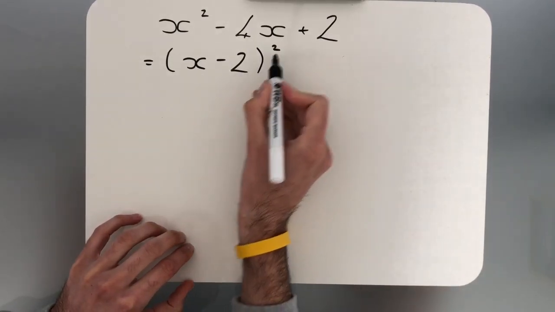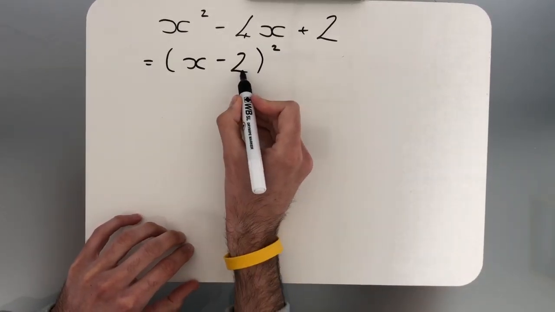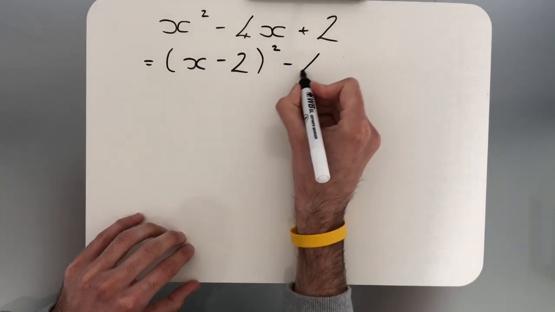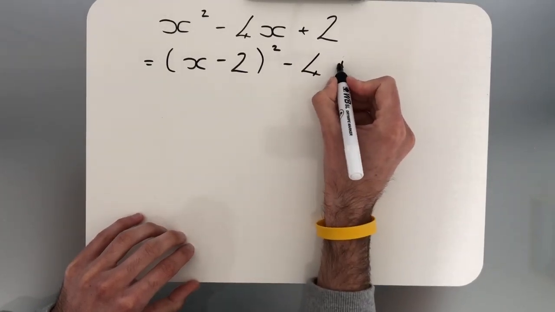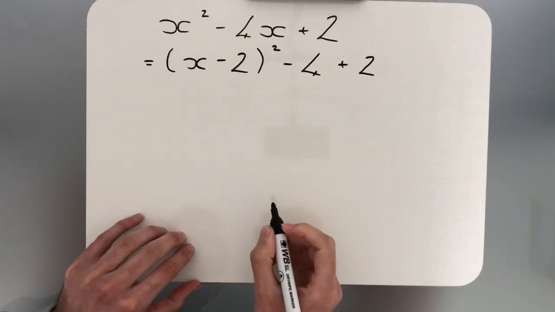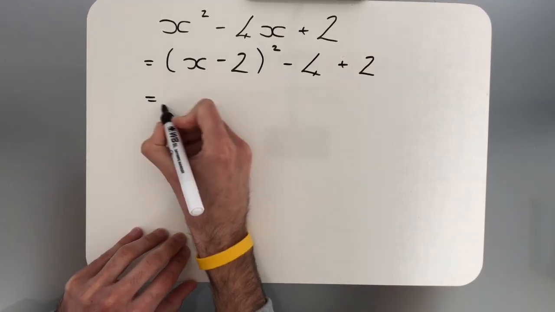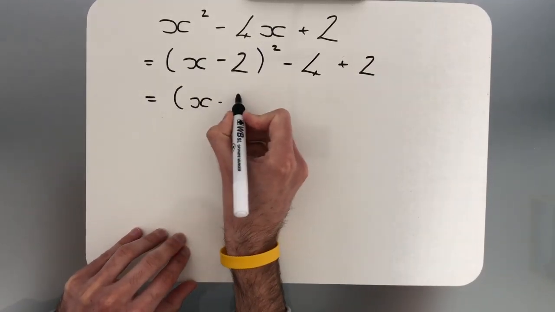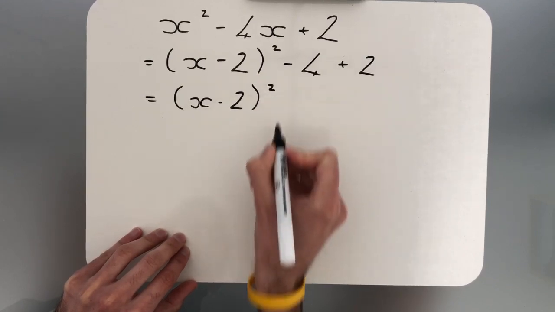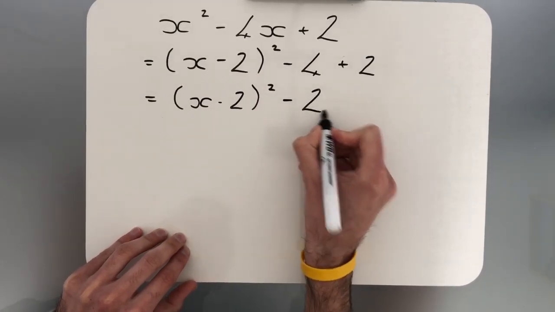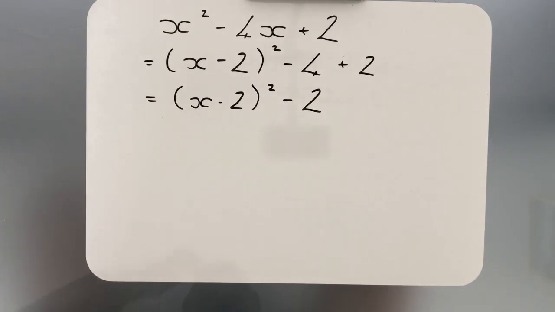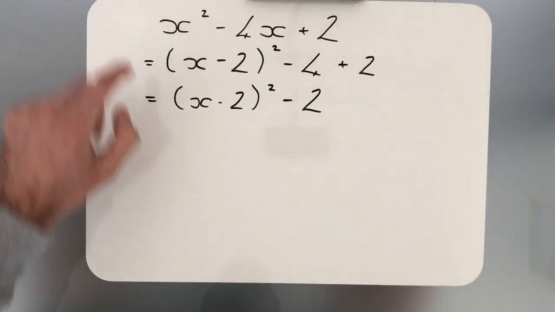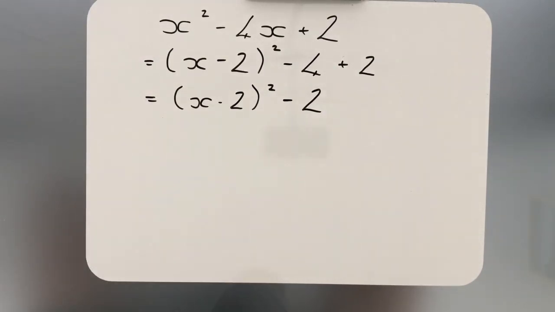Whatever this number squared is, we will subtract that. So 2 squared is 4, subtract the 4, and we carry down our positive 2. From there, tidy up. x subtract 2 all squared, subtract 2. So once again, we've taken this expression here and simply written it in a different format.